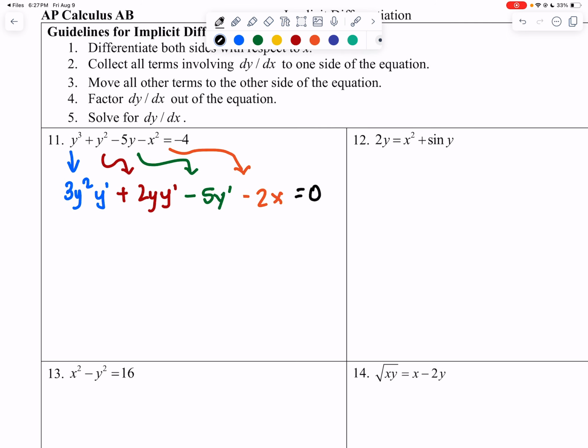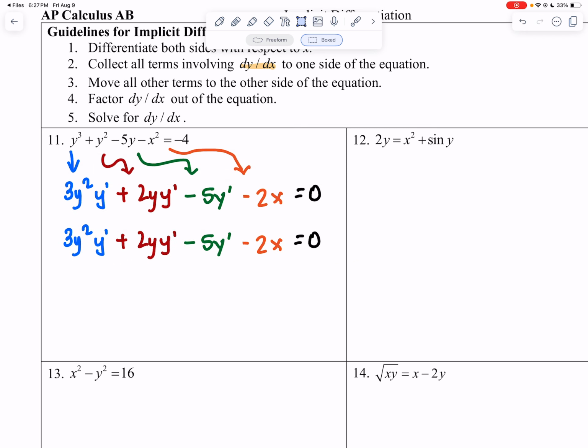All right, so step 2 says collect all terms involving dy dx to one side of the equation. Notice how all of my dy dx's, my y primes, are on one side. All I have to do now is just technically move the -2x to the right side. So that's going to be all of this. But I have the 2x on the right side now.